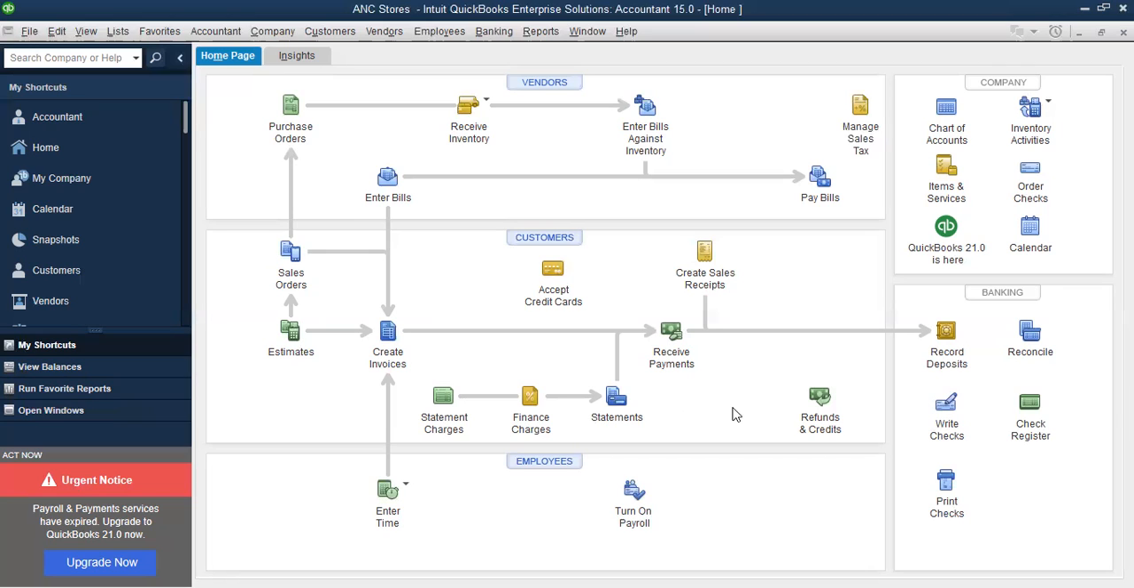Before we proceed and move on to chart of accounts, any questions? You can go ahead and unmute your mic and give me the question. Give us the question. Any questions?